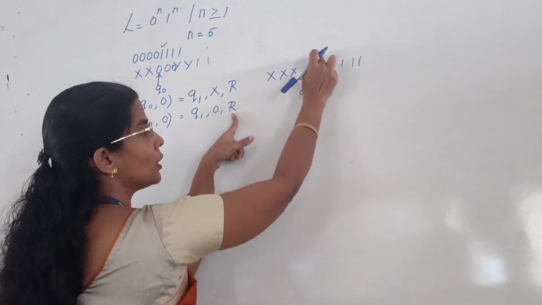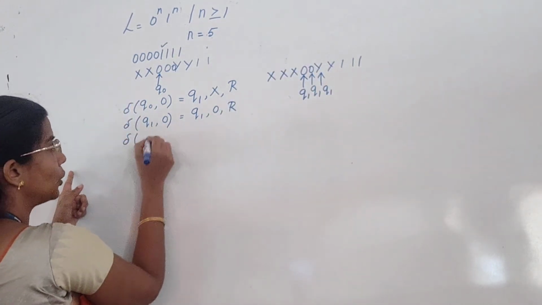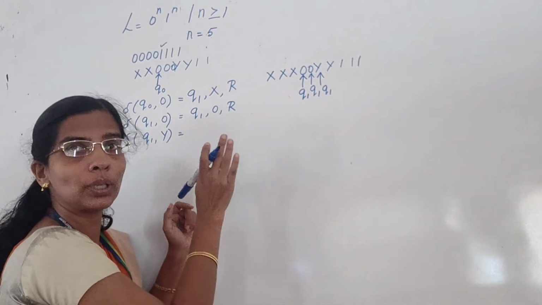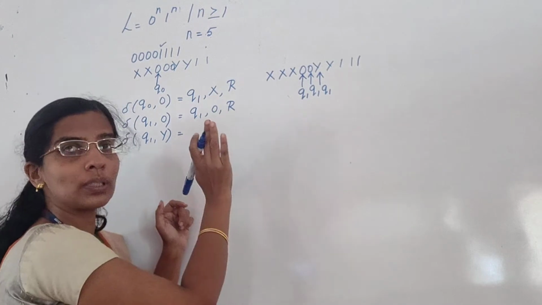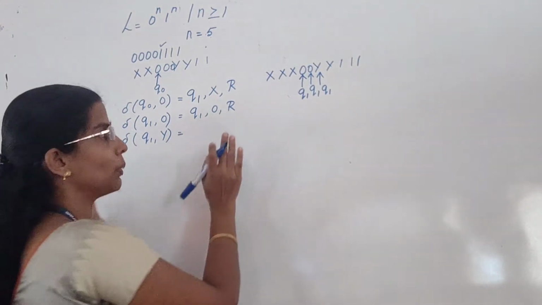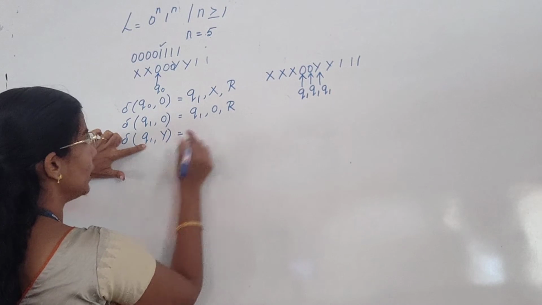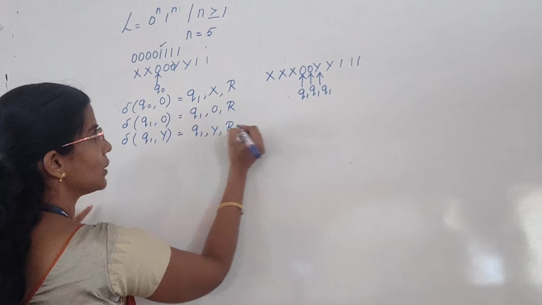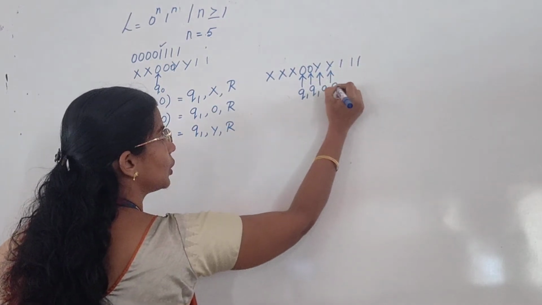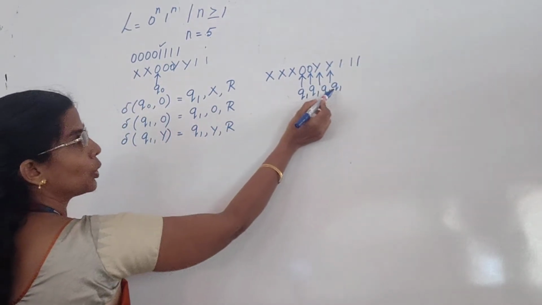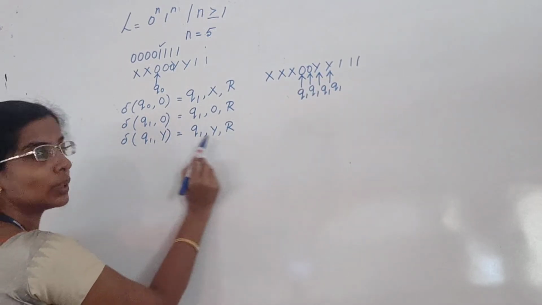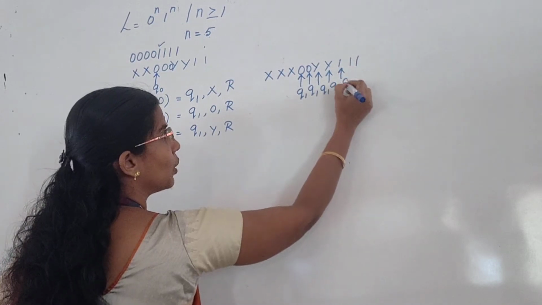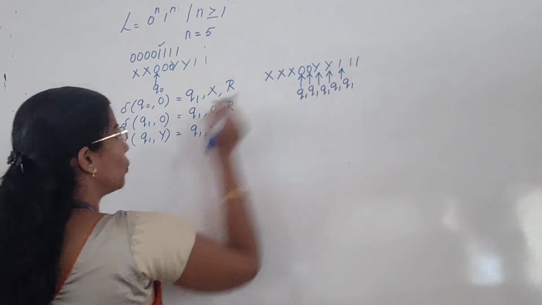Now Q1 is pointing to y. As I told, until you reach your first 1, just travel towards right. Don't make any changes to your Turing machine. So even this state remains the same and this y remains the same, but I will be traveling towards right. Now Q1 comma y. I will be using the same transition. Again the direction is right. Now Q1 is reading 1.